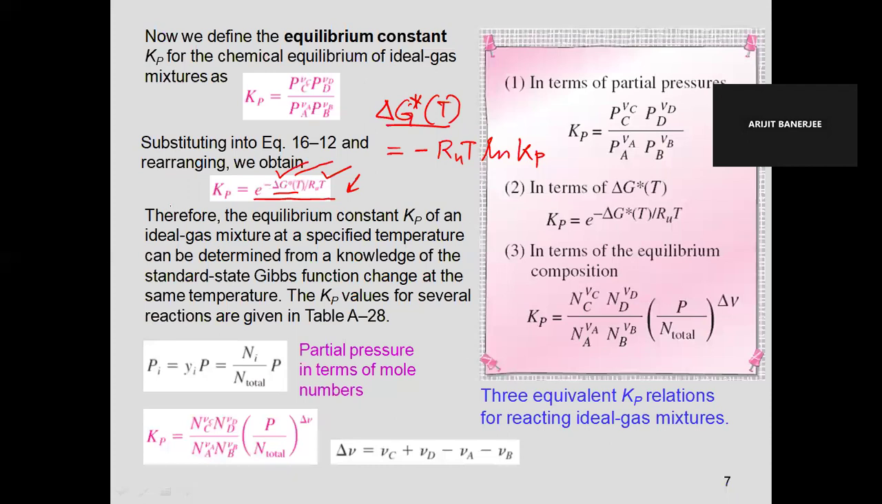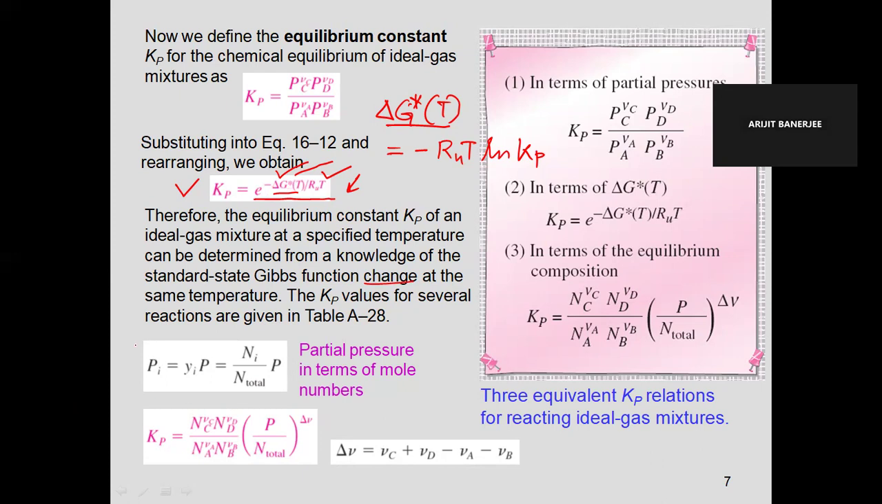Okay. Next, the derivation of the equilibrium constant is understood, and also how to read the table. That standard state Gibbs function change is for a particular reaction. Therefore, it depends on the reaction as well as the temperature at which the reaction is in equilibrium. That is also to be seen.